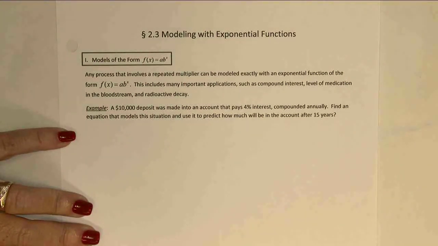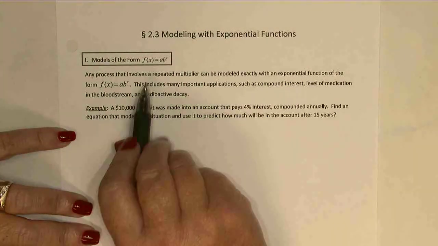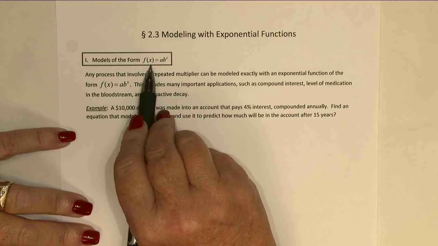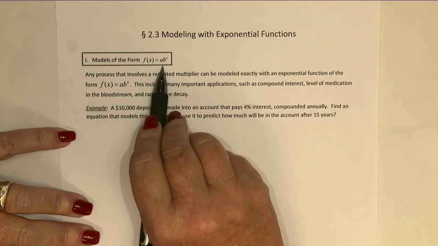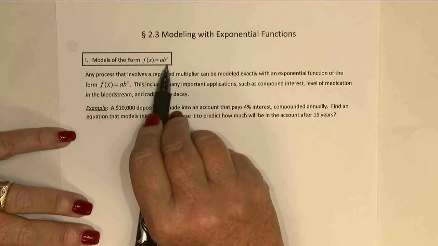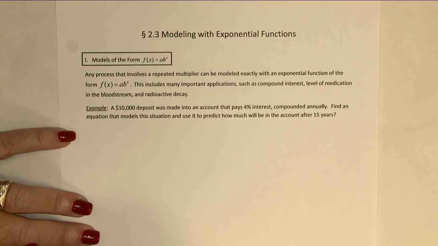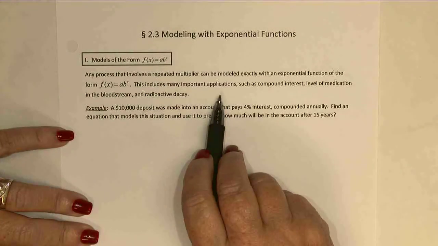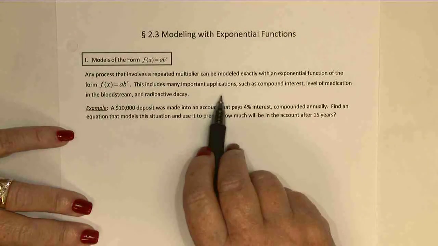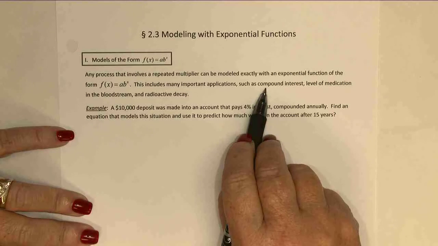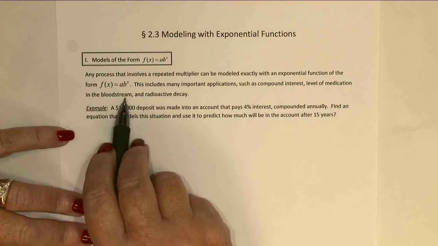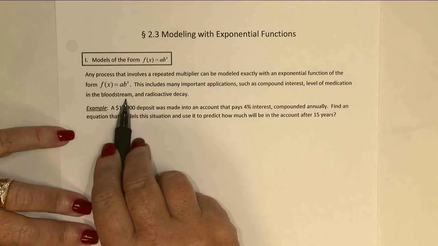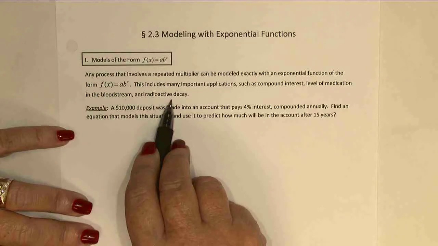When we're looking at exponential modeling, we'll of course be looking at our standard exponential function, ab to the x. And there are certain situations that can be modeled exactly with exponential functions. As we'll see, there are a lot of important applications that do fit a perfect exponential curve. Compound interest, things like medication in the bloodstream as it wears off, radioactive decay. Those are all perfect exponential functions.